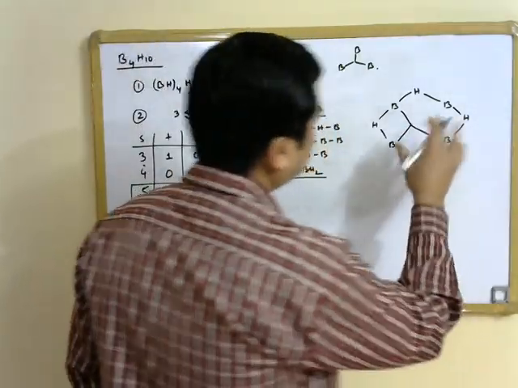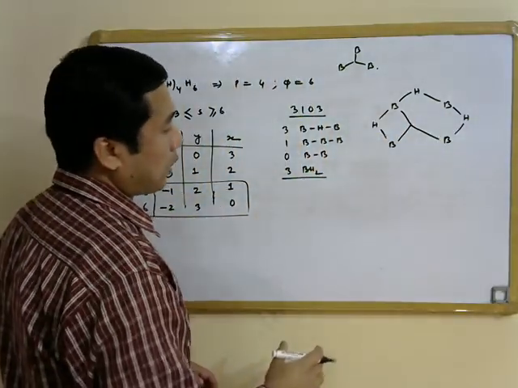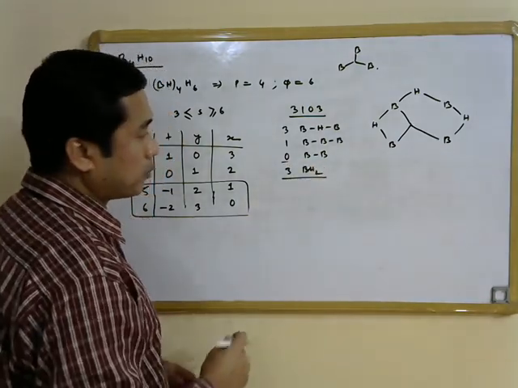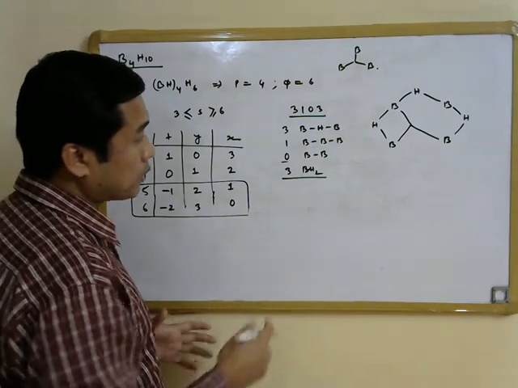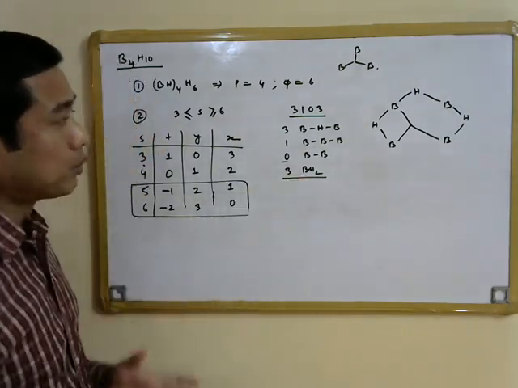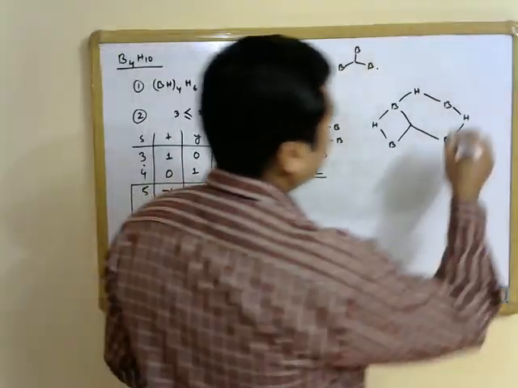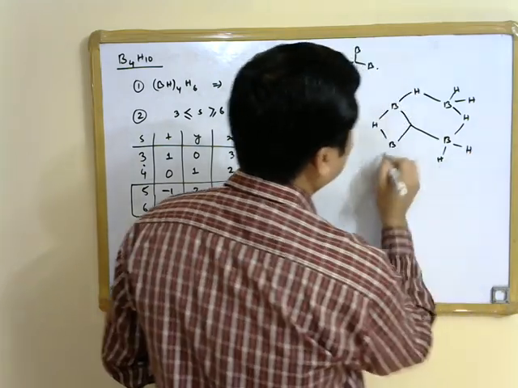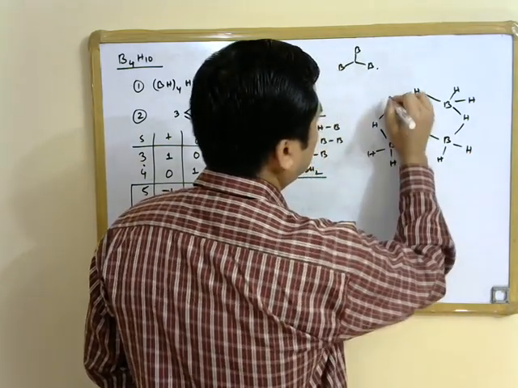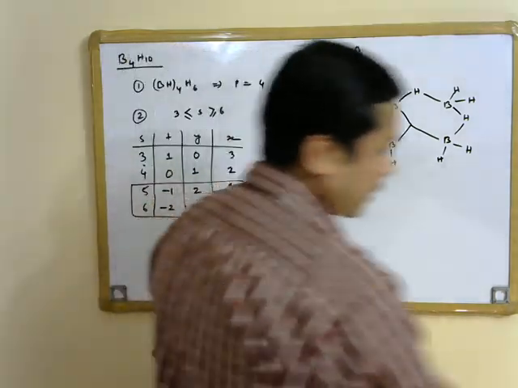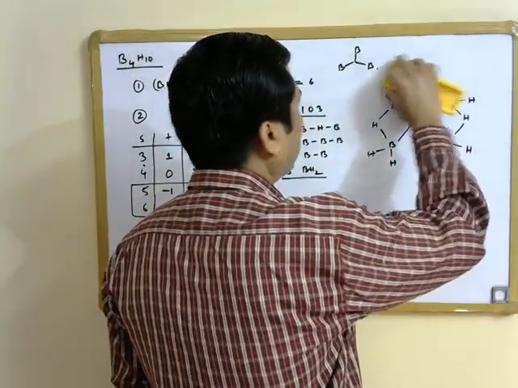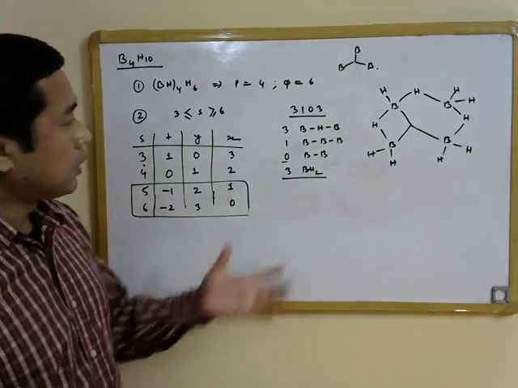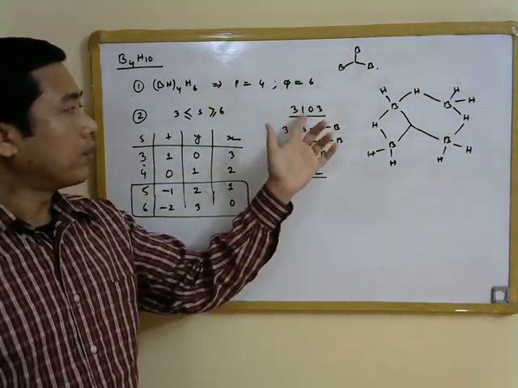So that is how we draw the 3-centered 2-electron BBB bonds, and now we have no BB 2-centered 2-electron bonds here, and there are 3 BH2 groups in this borane molecule. So let us place 3 BH2 groups in this borane molecule, and then the last boron center has only one terminal hydrogen atom here. So that is the structure of the borane with the Styx code 3103.